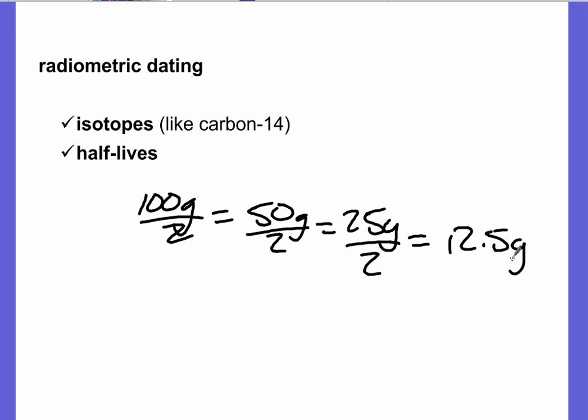Now again, the importance of this is that if it's something that we've studied and we know a lot about, like carbon-14, if there's only 12.5 grams left of an original 100 gram sample, I actually can predict exactly how old that thing is, how long ago that living thing died. So if I look at this and I see that 3 half-lives have gone by, and I've studied carbon-14 and looked up some values and know that 1 half-life for carbon-14 takes 5,730 years approximately.